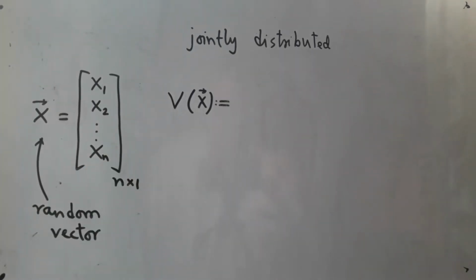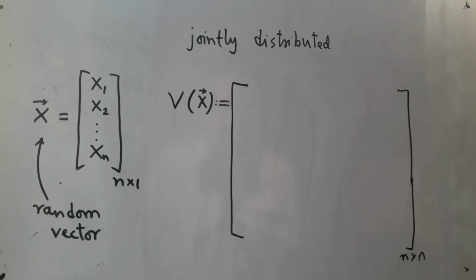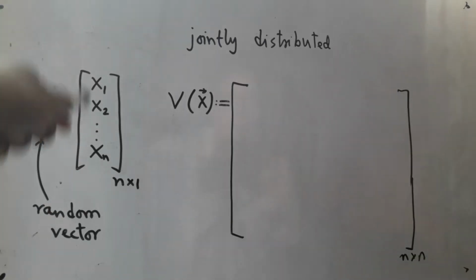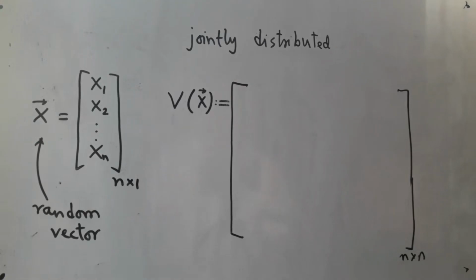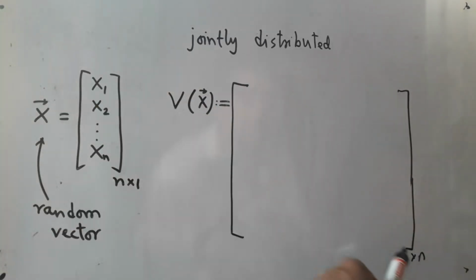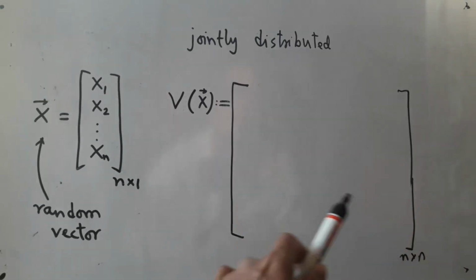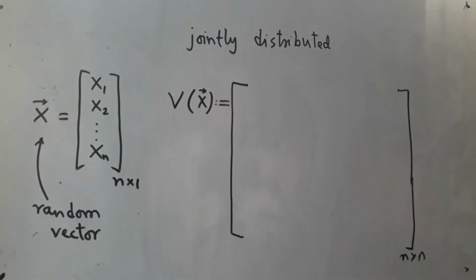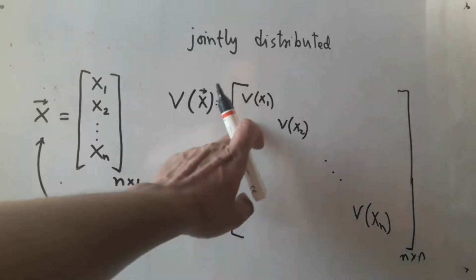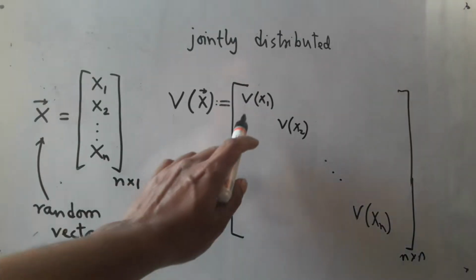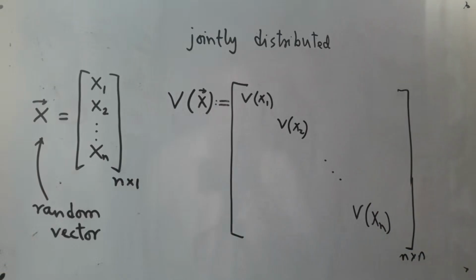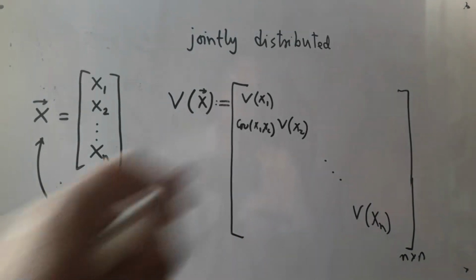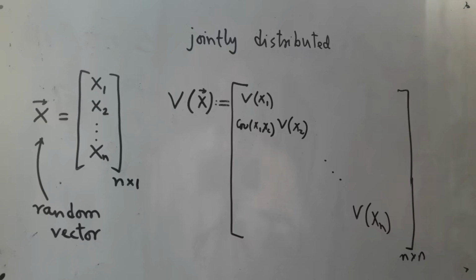Next, we shall define the variance of x. This is going to be a matrix, an n by n matrix. N is the dimension of my random vector x. The diagonal entries, there are n diagonal entries, are nothing but variances of the xi's. The off-diagonal entries will give you the covariances. For example, this off-diagonal entry will be covariance between x1 and x2. Similarly, this off-diagonal entry will be covariance between x2 and x1.